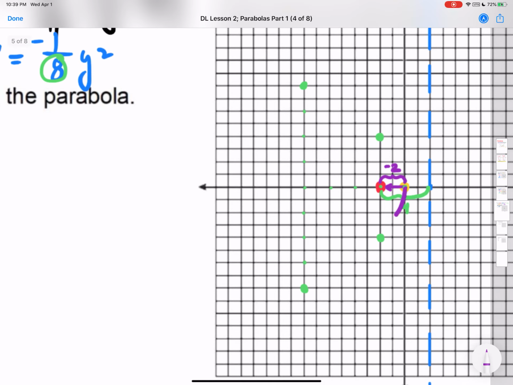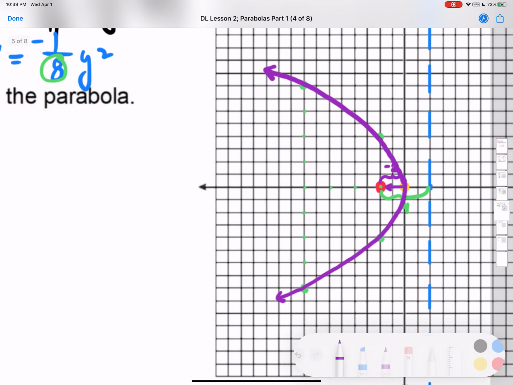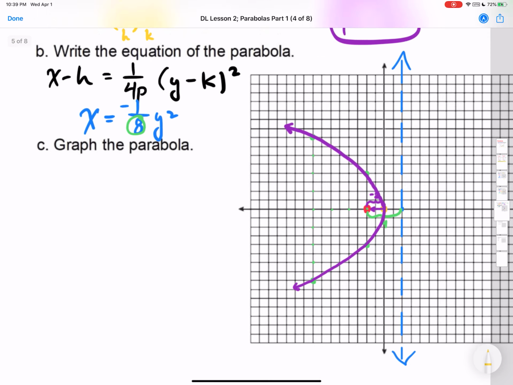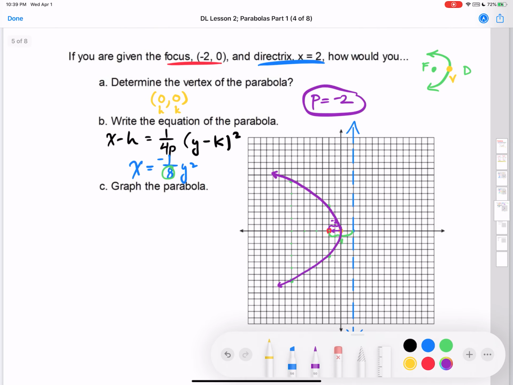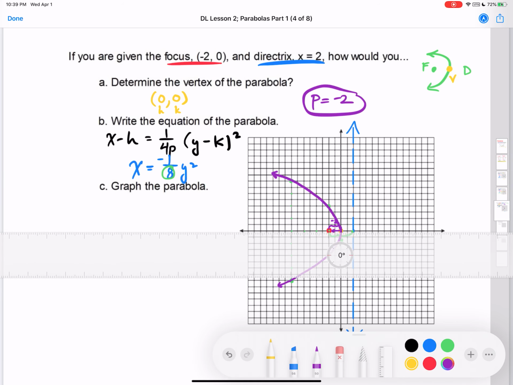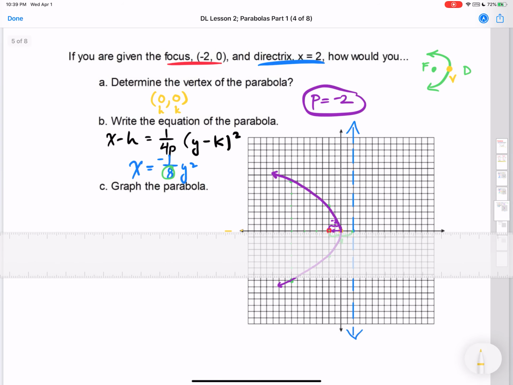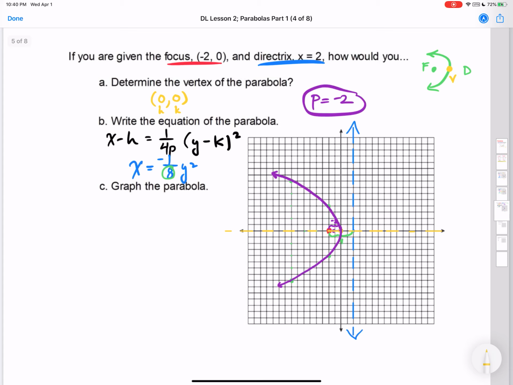So my parabola is going to look something like this, going in both directions here. And again, they didn't ask for it this time, but I'm still going to put it in. If I wanted my axis of symmetry, that axis of symmetry must go through both the vertex and that focus. And here's our axis of symmetry. And the axis of symmetry is going to be y is equal to 0.